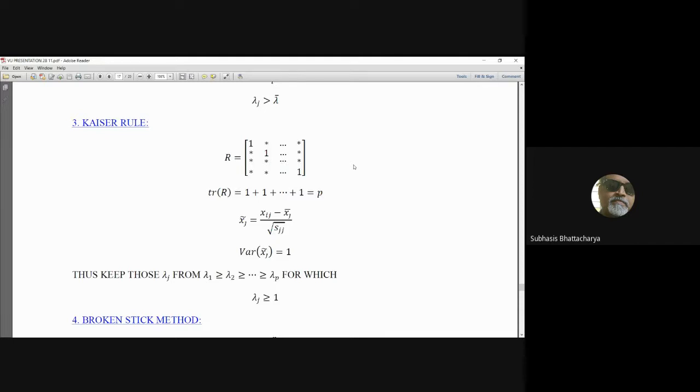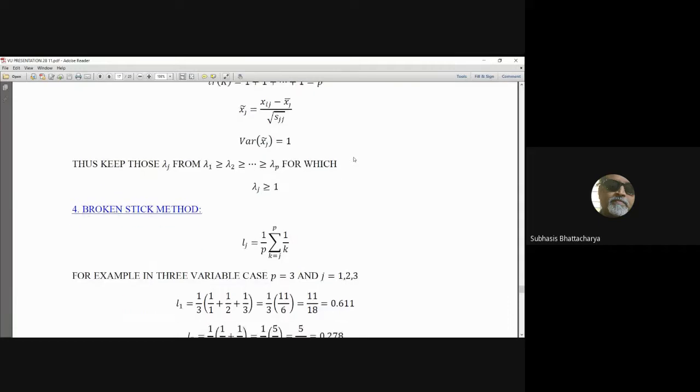This is another rule, given by Kaiser. There is a broken stick method. What is the broken stick method? Suppose 3 variables are there, then you consider some indexing: 1 by p, summation of 1 by k, where k varies from j to p. J is the index of the variables 1, 2, 3, and p is the number of variables, that is 3.